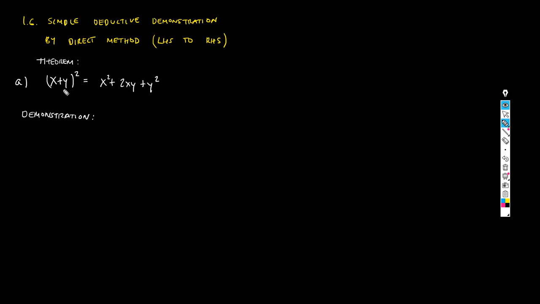So you usually write the theorem, there you go, and then you write demonstration, and then you carry out the demonstration. Why is this method called the direct method, or the left hand side to right hand side method? Because the goal is to choose one of the sides, either the left hand side or the right hand side, and then arriving at the other side. For example, in this case, I'm going to choose this side, this expression, and I'm going to demonstrate that this expression is equal to this other expression. How do I start?